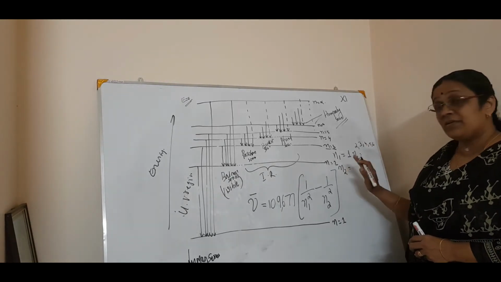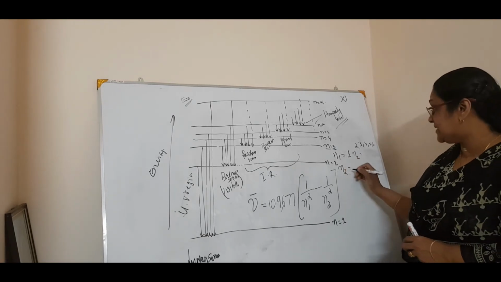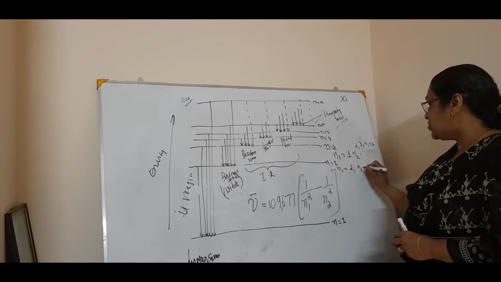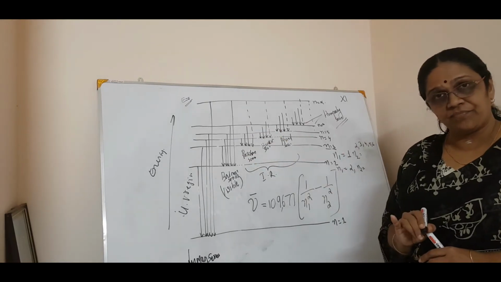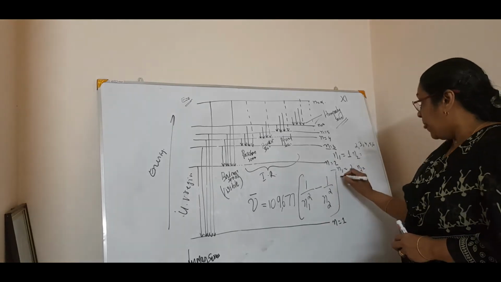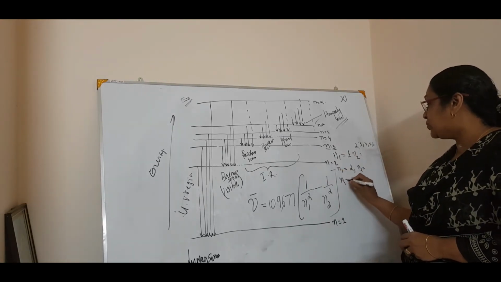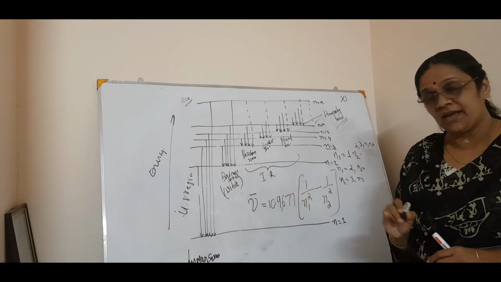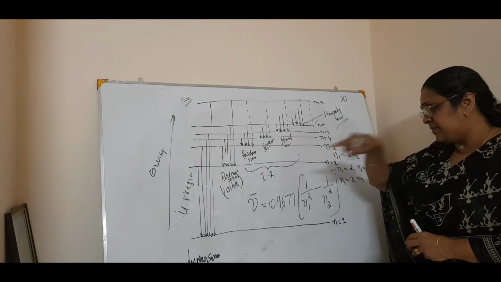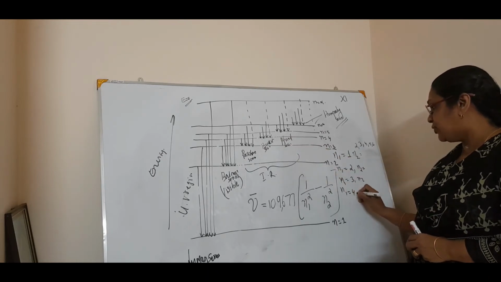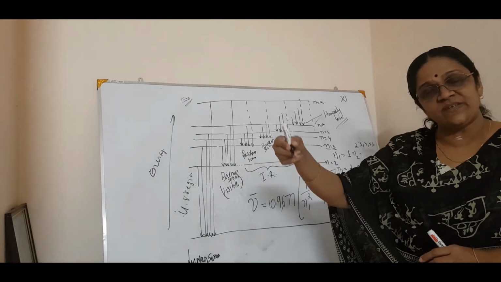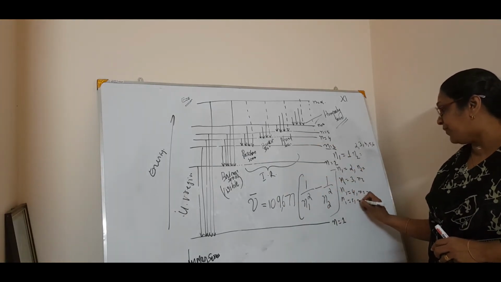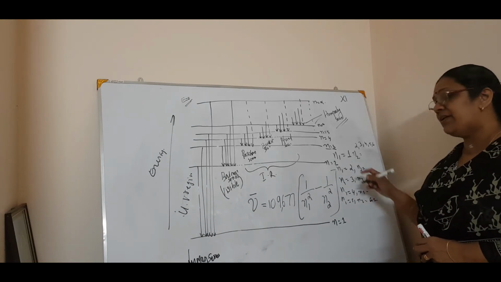And then next is what? Balmer series. Balmer series is, n1 is with how much? n1 is 2. Now what is n2? 3, 4, 5, 6, etc. Agreed? Now, for Paschen series, n1 is equal to 3. What is n2? 4, 5, 6, 7, etc. Correct? Now for Brackett series, n1 is equal to 4, n2 is equal to 5, 6, 7, etc. And the last, Pfund series, n1 is equal to 5, n2 is equal to 6, 7, 8, etc.